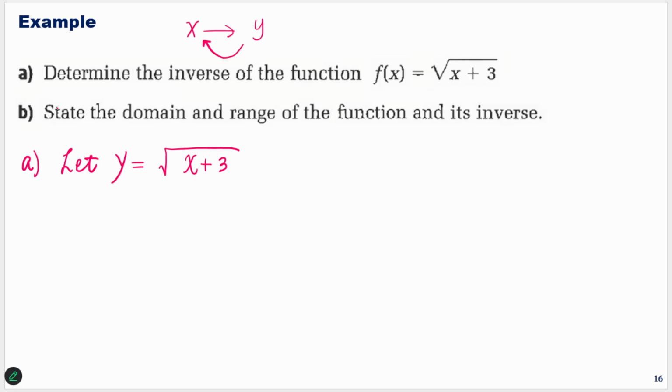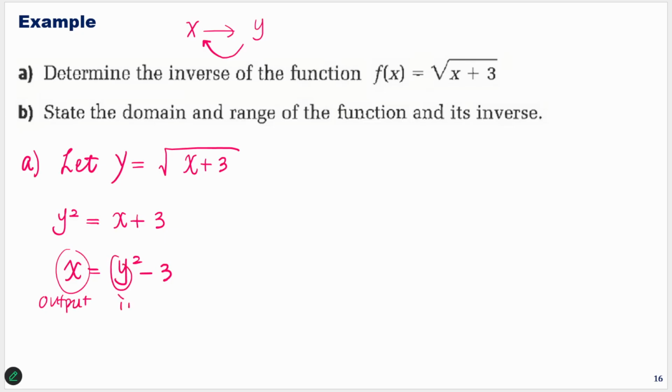Okay, for that purpose, we could square both sides. So we have y squared equals x plus 3, right? Note that we want to solve for x in terms of y. So x equals y squared minus 3. Usually we'll use x as input and y as output, but in this case, this is our output.